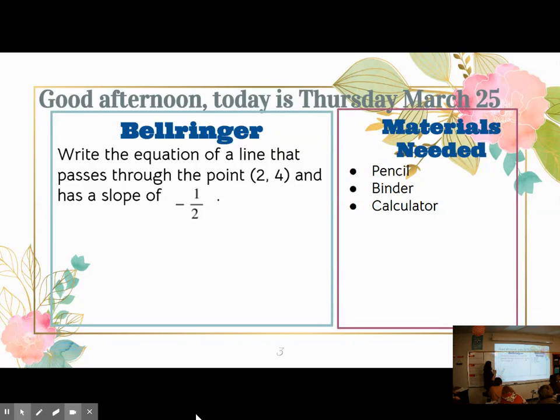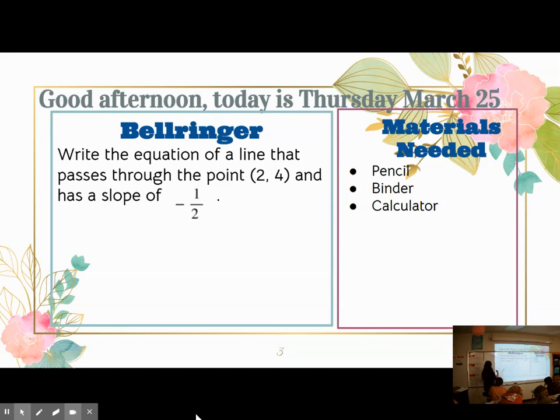Okay, I looked back at my notes and I looked at the formula I used for this, which is y minus y1 equals your slope and your x minus x1. So I plugged in the ordered pair into the x1 and y1, and then I got y minus 4 equals negative 1 half parentheses x minus 2.